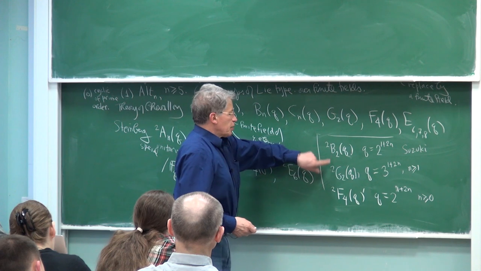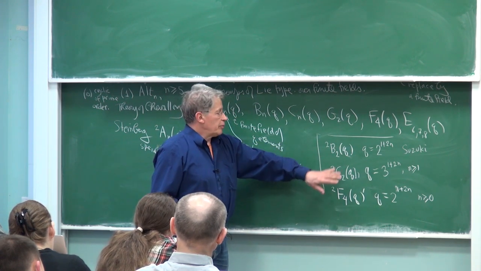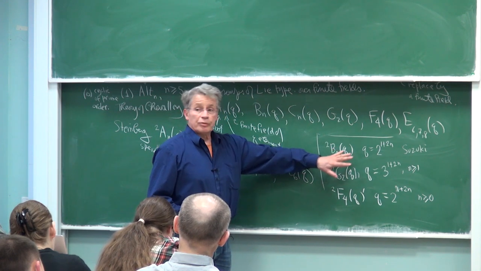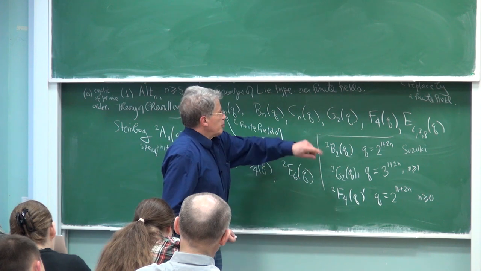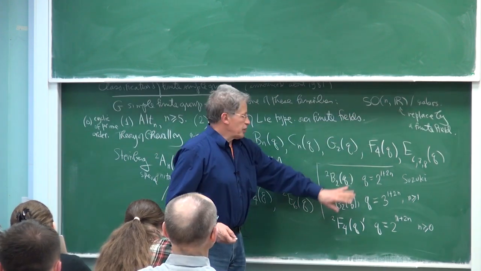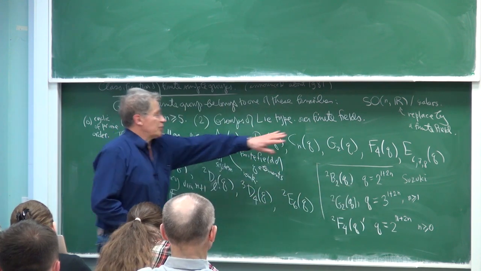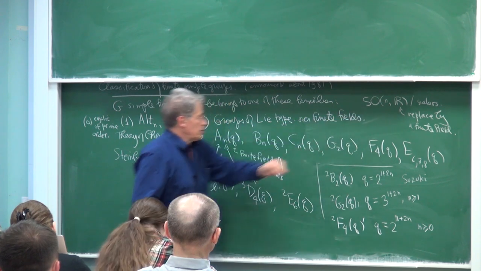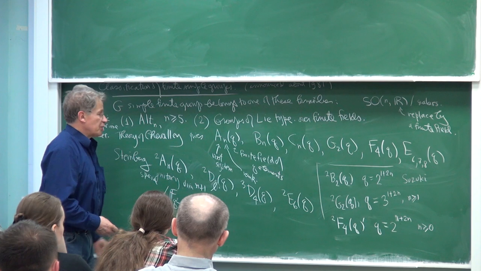Now, these groups don't correspond to Lie groups in characteristic zero. They exist because of special arithmetic properties of finite fields. So my idea of just changing the coefficients here does not explain these groups. Okay, but this analogy with the Lie groups captures almost all the cases.